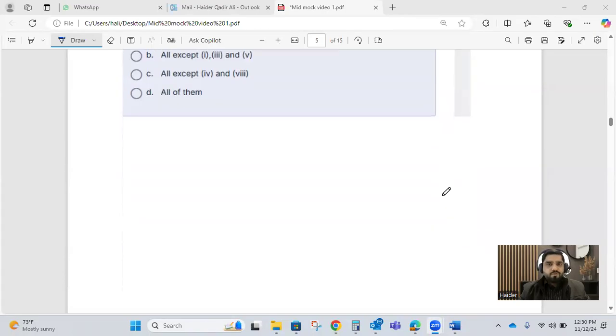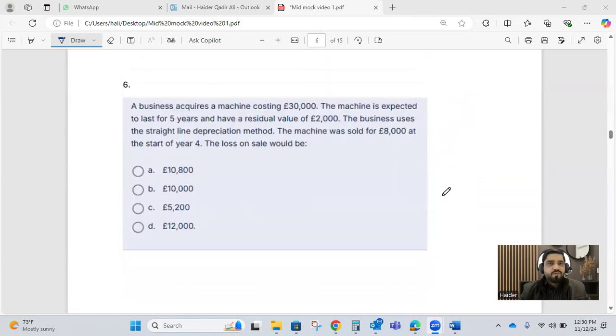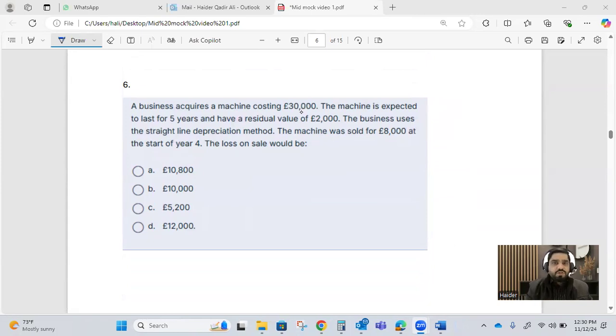Okay, now let's move to question number 6. It says a business acquires a machine costing 30,000. That's the cost of the machine. And the expected useful life of this machine is 5 years. And the residual value is 2,000. The business uses straight line depreciation. The machine was sold for 8,000 pounds at the start of the fourth year. Point to be noted: at the start of the fourth year. It means we need to consider only 3 years depreciation, not 4 years depreciation.